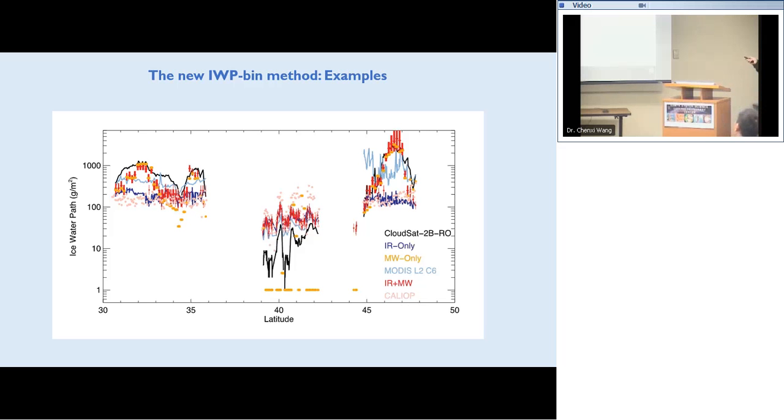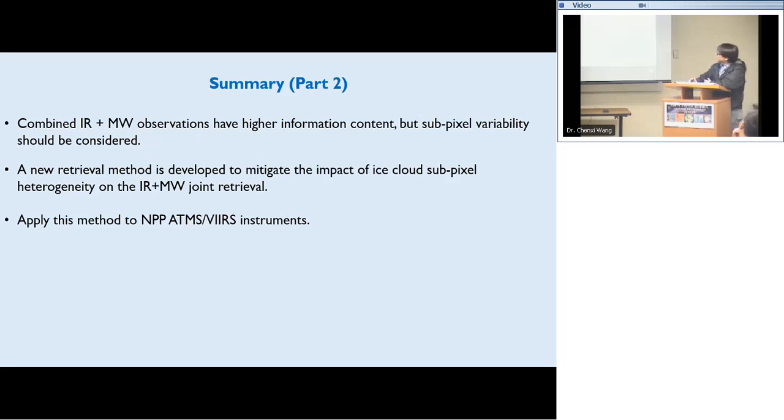So you can find that for very thick clouds in this region, the joint retrieval, infrared plus microwave, is very consistent with CloudSat and microwave. But for this region, you can see that the microwave only fails. It has very low retrieval for this region. But the combined retrieval is very close to the infrared only and the MODIS. Which means the joint retrieval combining infrared and microwave can handle a very wide range of clouds.